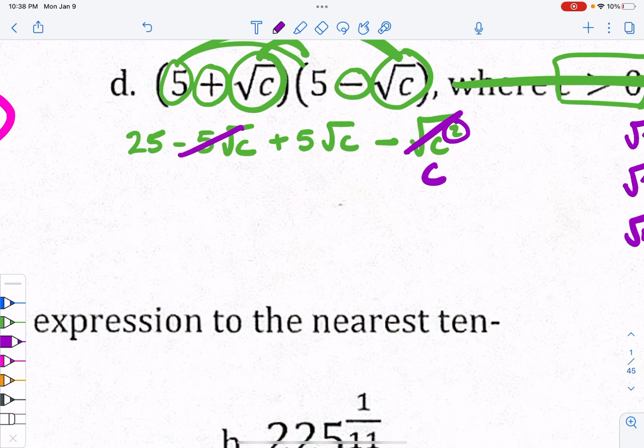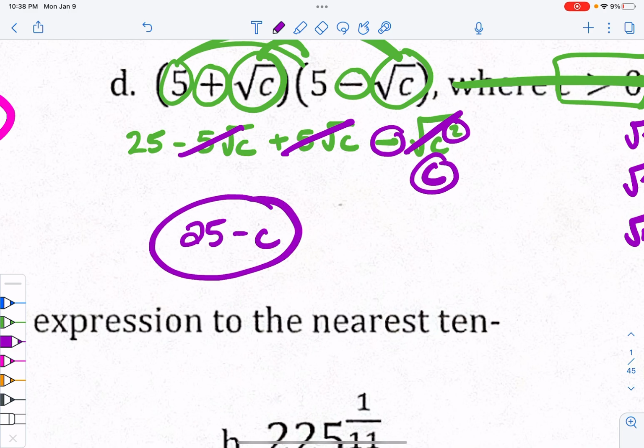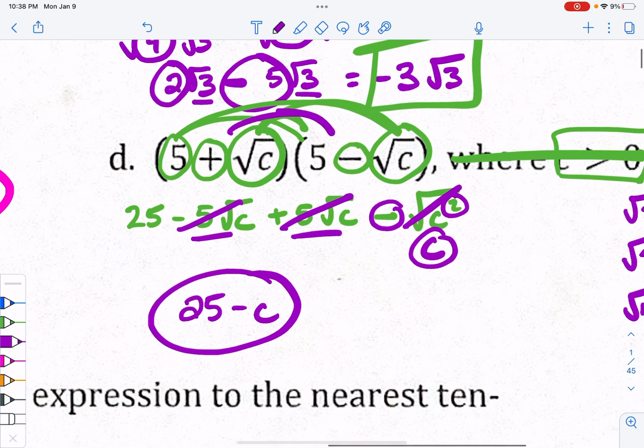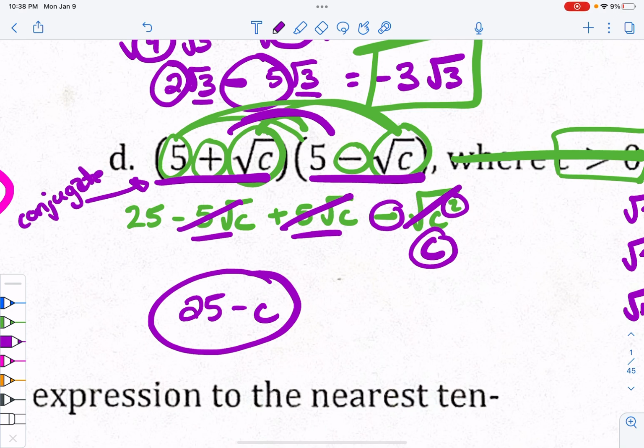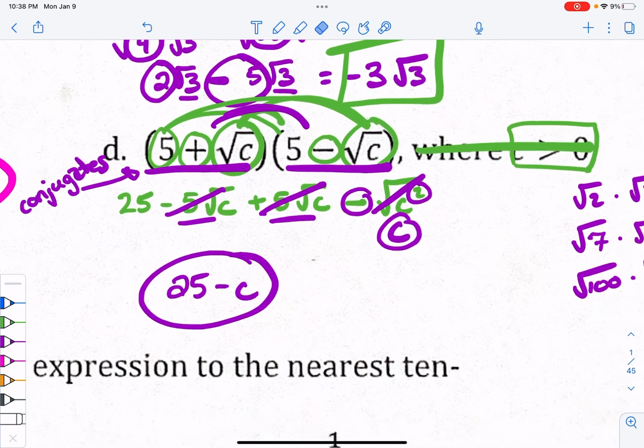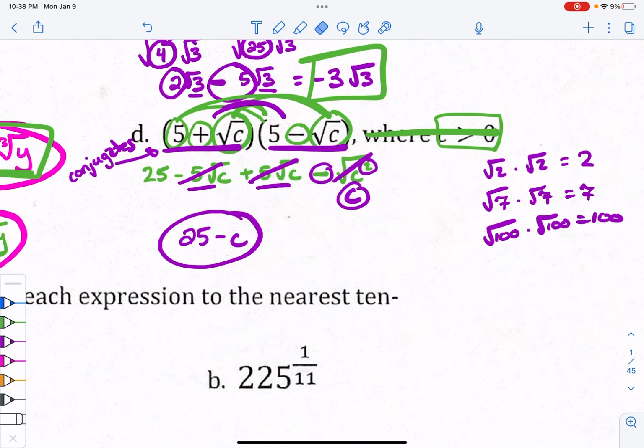Now these two are going to cancel out. So I really have 25 minus c, and that's all I have. These middle 2 pieces canceled because these 2 things are special. Those two little things that we had in bubbles are called conjugates. We've talked about that before. Because they're conjugates, those middle two terms cancel out with each other, so we end up with a nice answer. It's not too bad, only because those two things are conjugates.